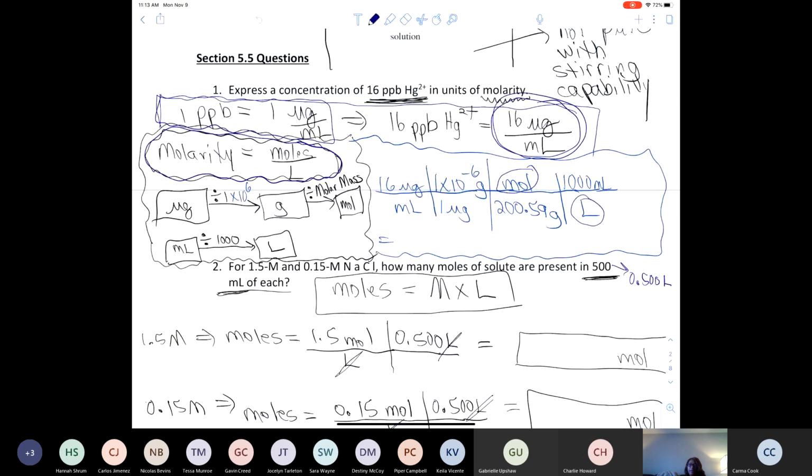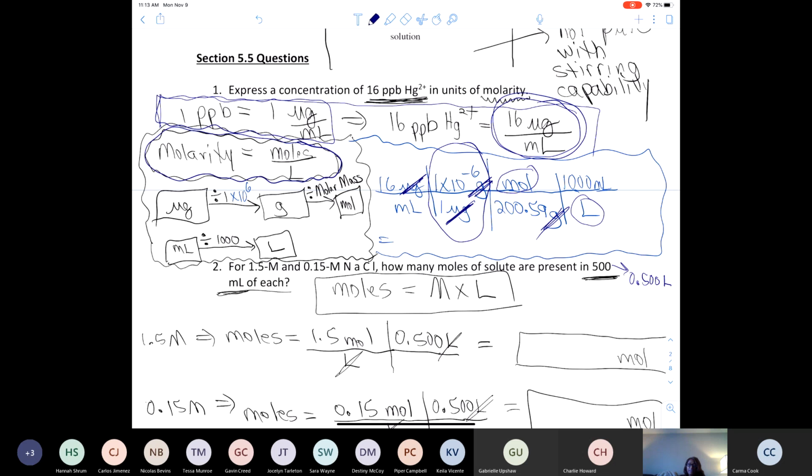So therefore, converting first the micrograms to grams, as I did in the second part of the problem here. So now our micrograms are canceling. And now we convert the grams to moles by dividing by the molar mass of mercury. Mercury is an element, so technically the atomic mass, and we get that from the periodic table. Mercury has an atomic mass of 200.59 grams per mole. And so now the grams are canceling.